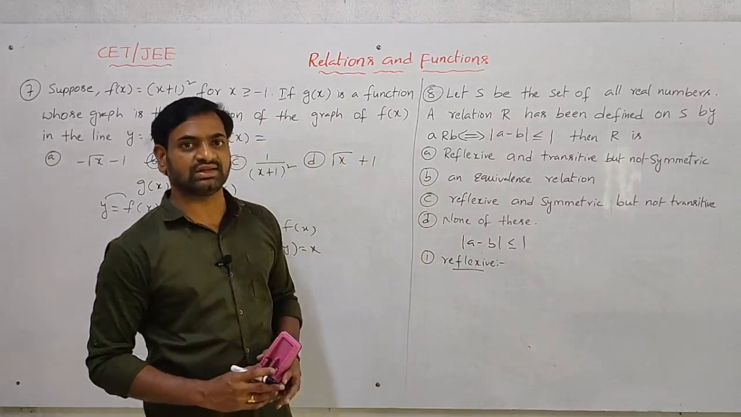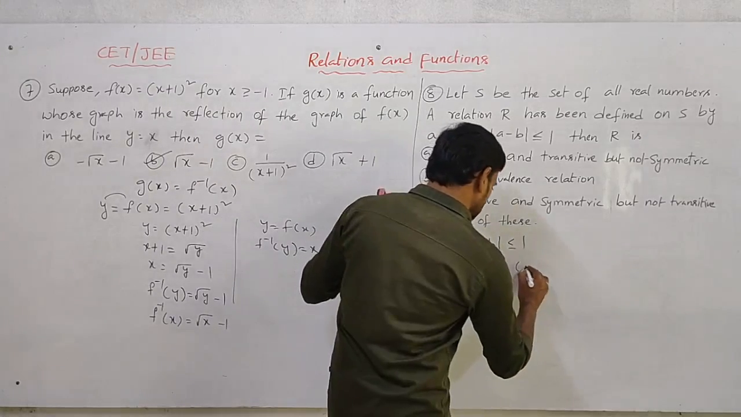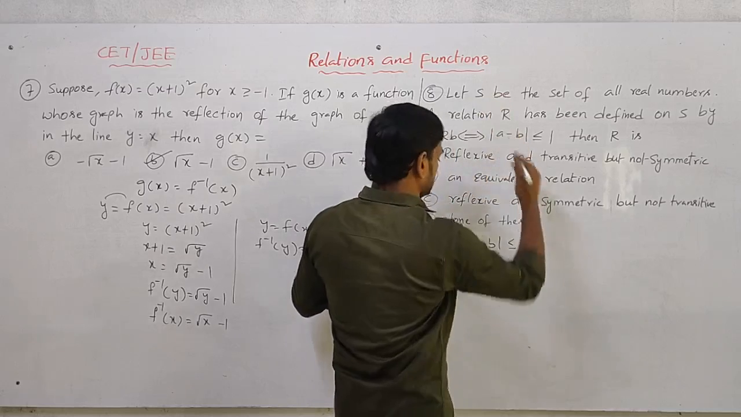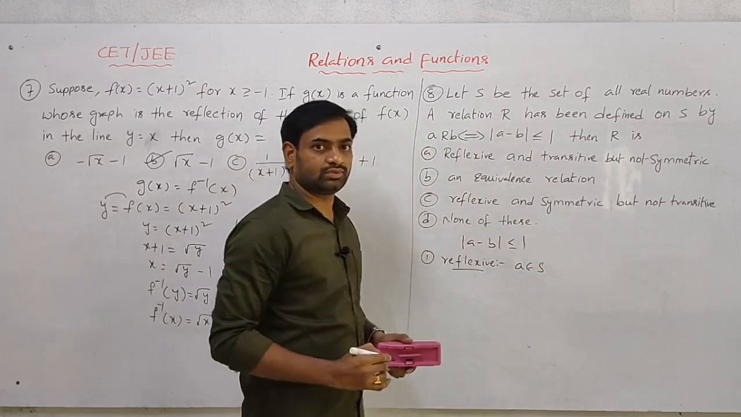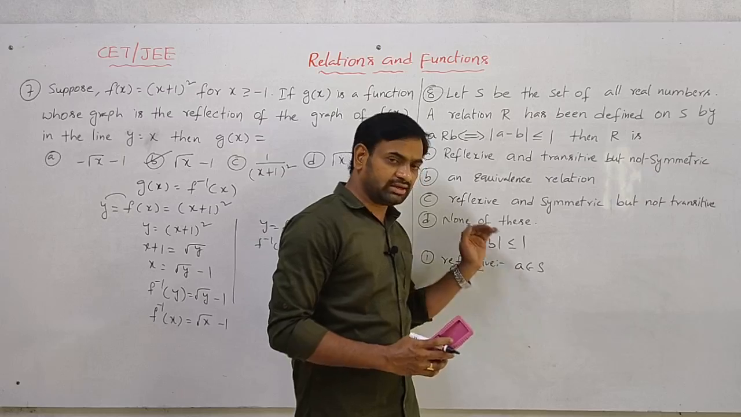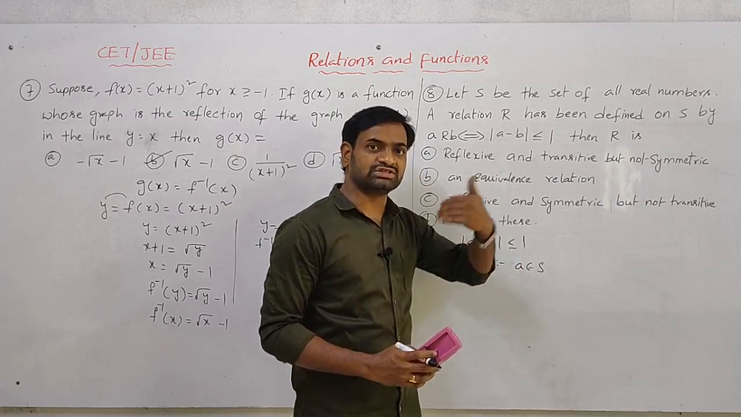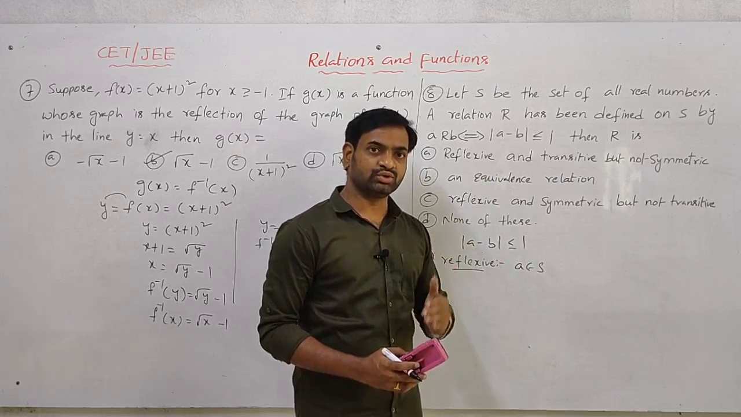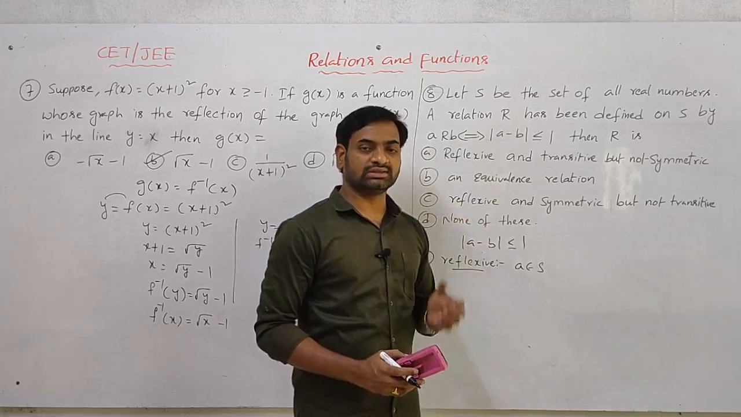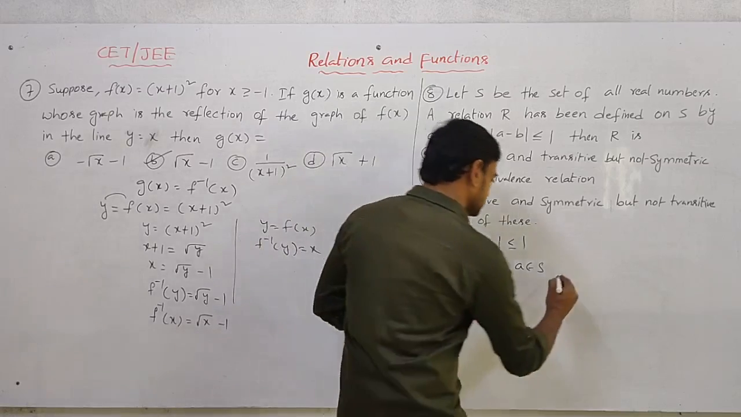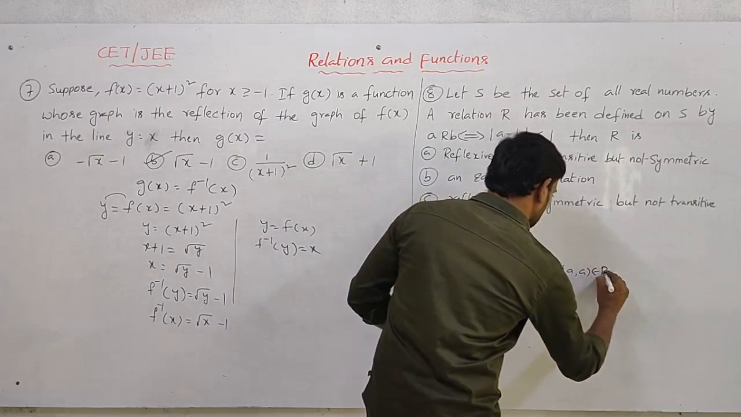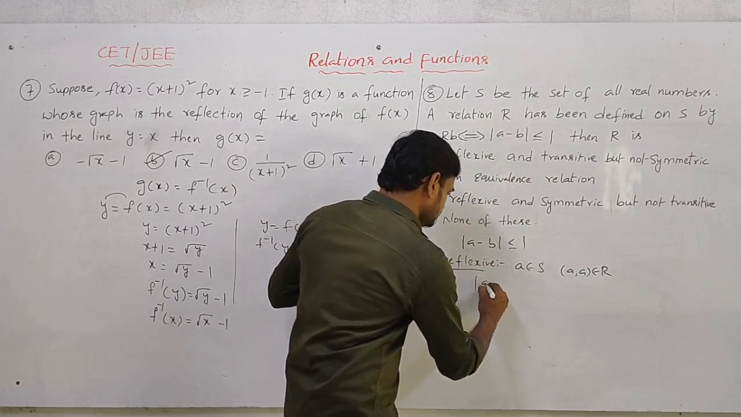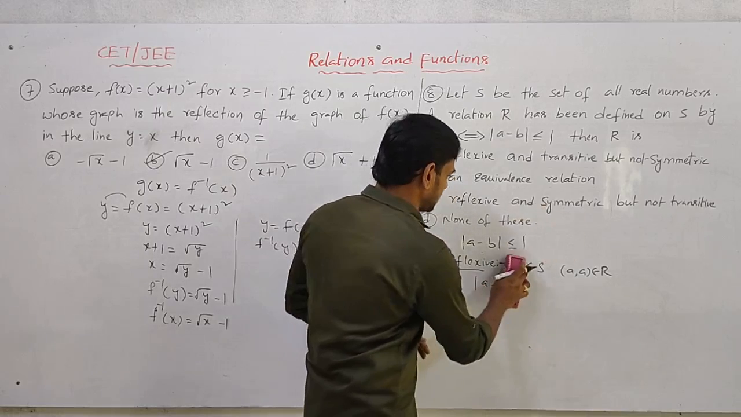Reflexive means, what is the condition for that? Any element, I am taking one element A belongs to S. If the element is related with itself, every element related to that element only, then it is reflexive. That means here (A, A) should belong to R. Now I am checking (A, A); you can take X also. I am taking X.